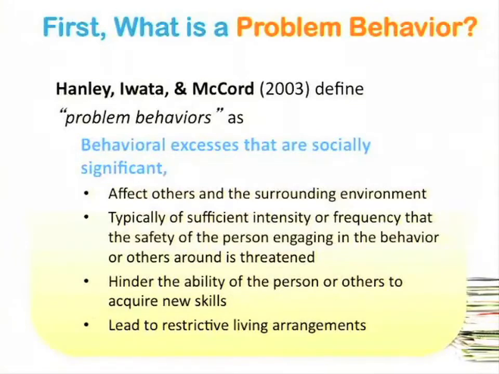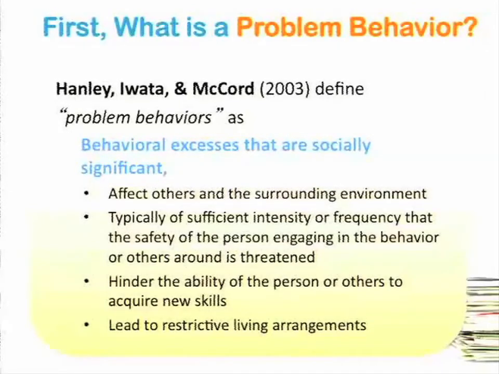The most obvious that you can probably think about is aggression or self-injury, because it does result in injury to other people or to the child, and we're looking at health issues. But we also want to look at some of the other problem behavior that hinders the ability of the person or others to acquire new skills. So as we're analyzing what it is that we want to tackle first, we want to look at what is impeding the child's learning opportunities and also socialization opportunities for him or her.